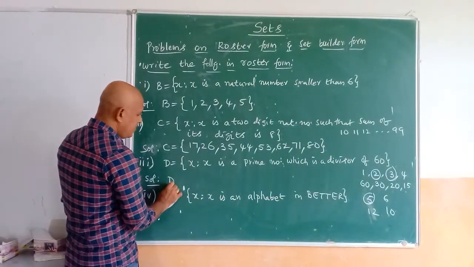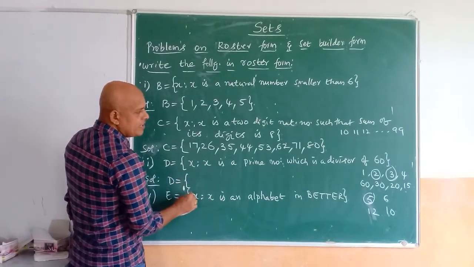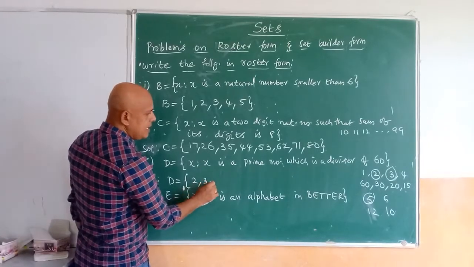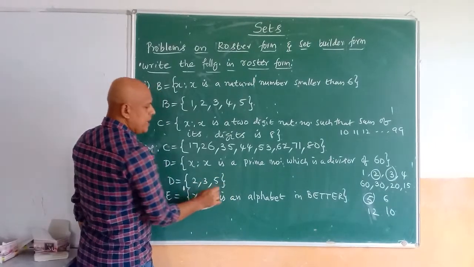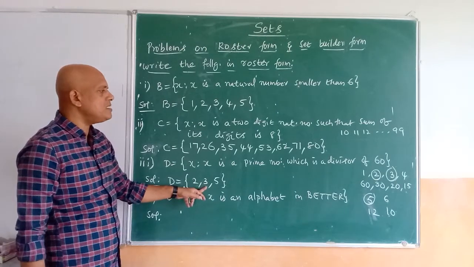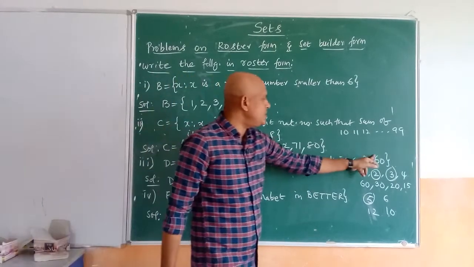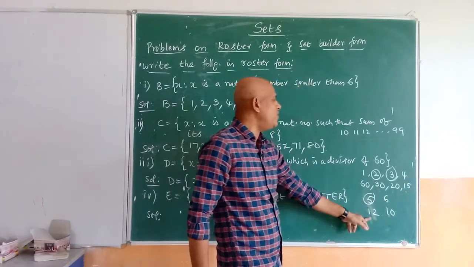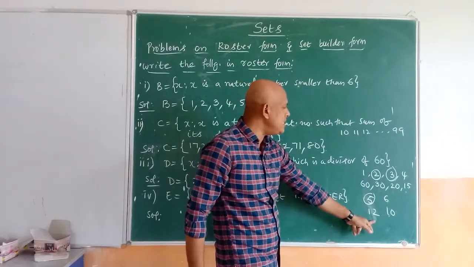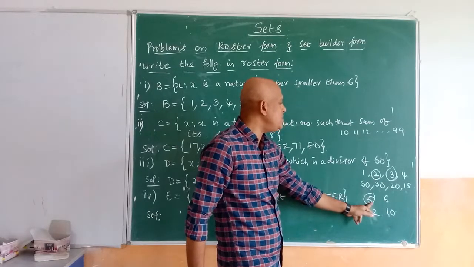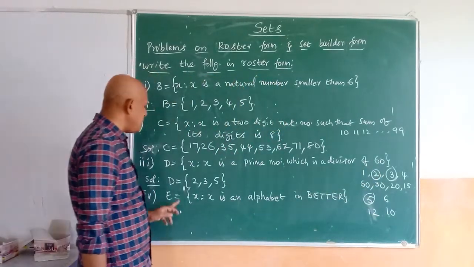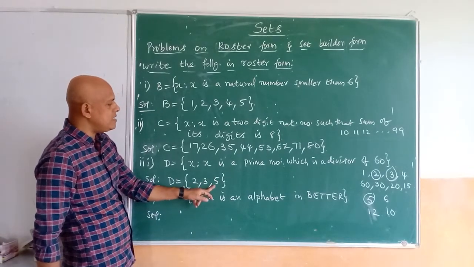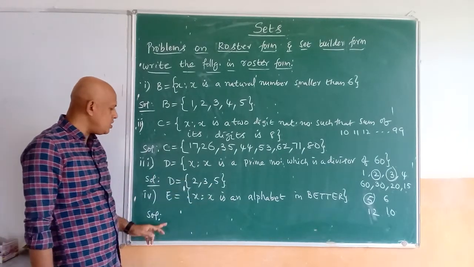So the same is represented with the letter D. So the prime numbers which are divisors of 60 are 2, 3, 5. These are the prime numbers as well as the divisors of 60. There are 1, 2, 3, 4, 5, 6, 7, 8, 9, 10, 11, 12 divisors. Among 12 divisors, only 3 are prime numbers which are the divisors of 60. That's why the answer is 2, 3, 5. These are the prime numbers as well as the divisors of 60. Let us move to the next problem.